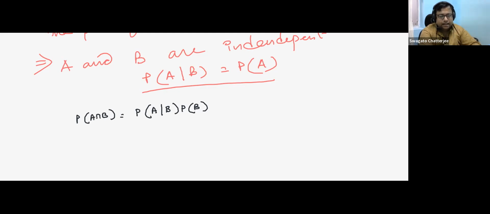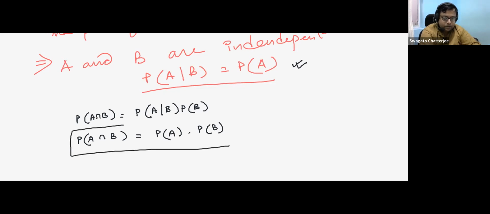Now you are saying that if A and B are independent, then I can replace it like this. So then P of A given B, I replace it with P of A, and that gives me P of A into P of B. So this you know, but this is derived from Bayes theorem. So it's a special case of Bayes theorem.